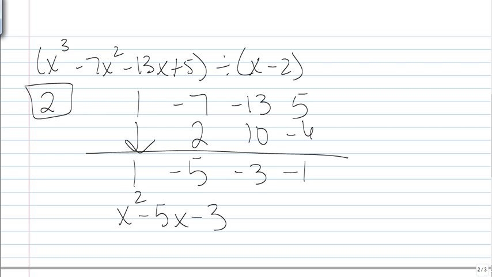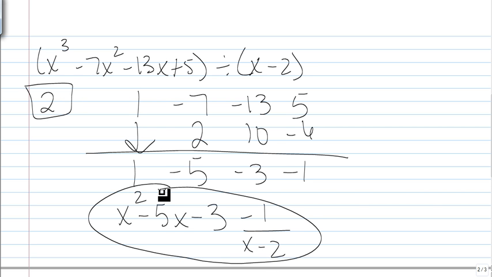And remember, what do you do with your remainder? You put it over what you divided by. So this would be how you write your final answer. Let's try one more example.